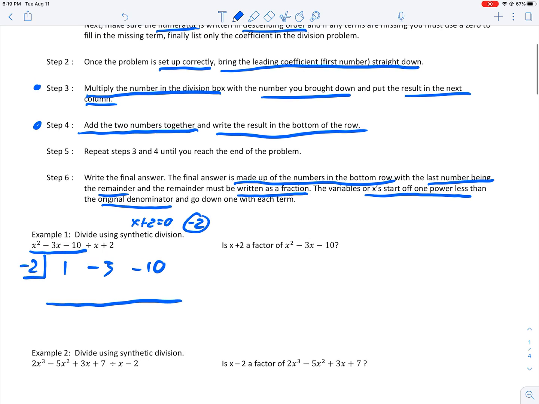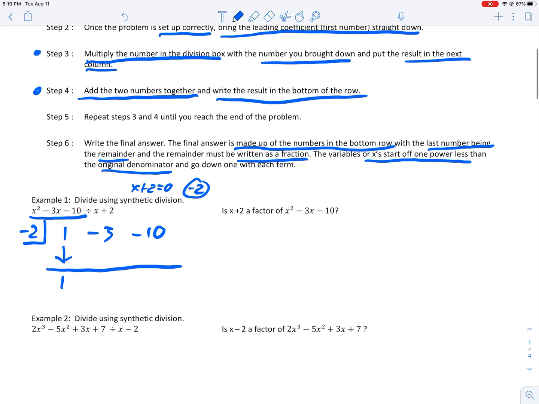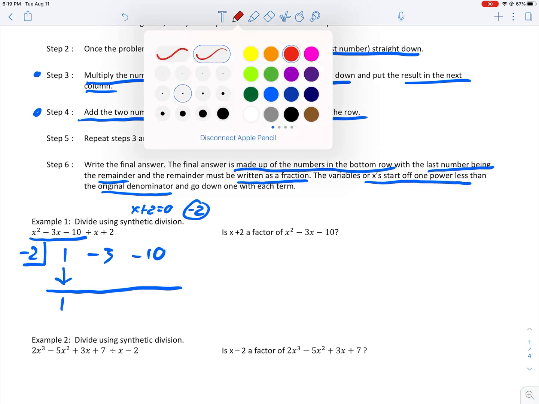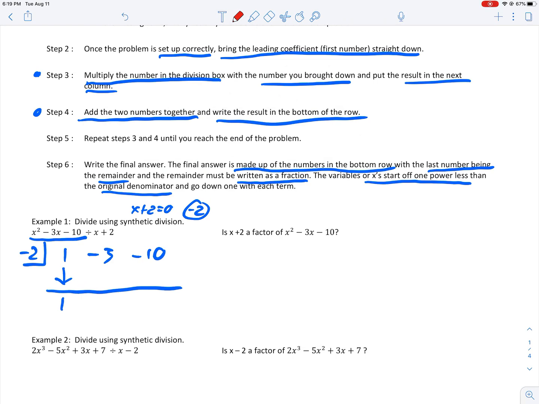Step 2, bring down the leading coefficient. So 1. Step 3, multiply the number in the division box, so negative 2 times 1, and you write that in the next column. Now I'm going to add these two numbers together. So negative 3 plus negative 2 gives me negative 5. That's step 4: add the two numbers together and write the result at the bottom of the row.